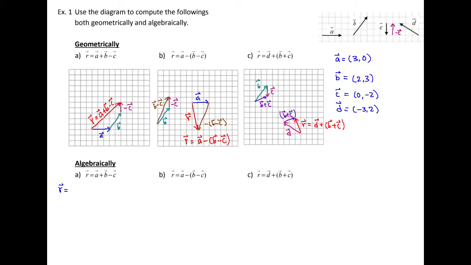Now, we are ready to do part A. So vector R equals vector A plus vector B minus vector C.